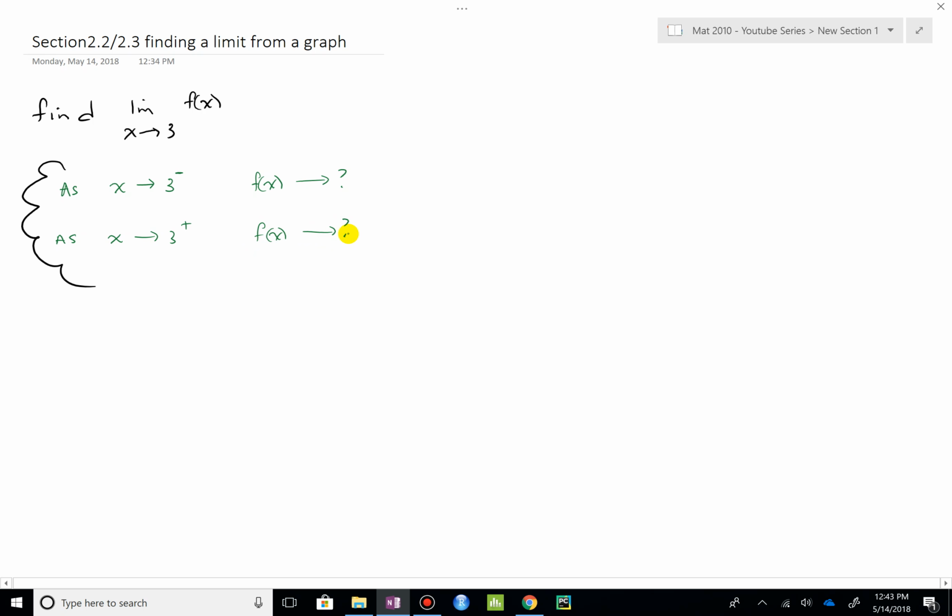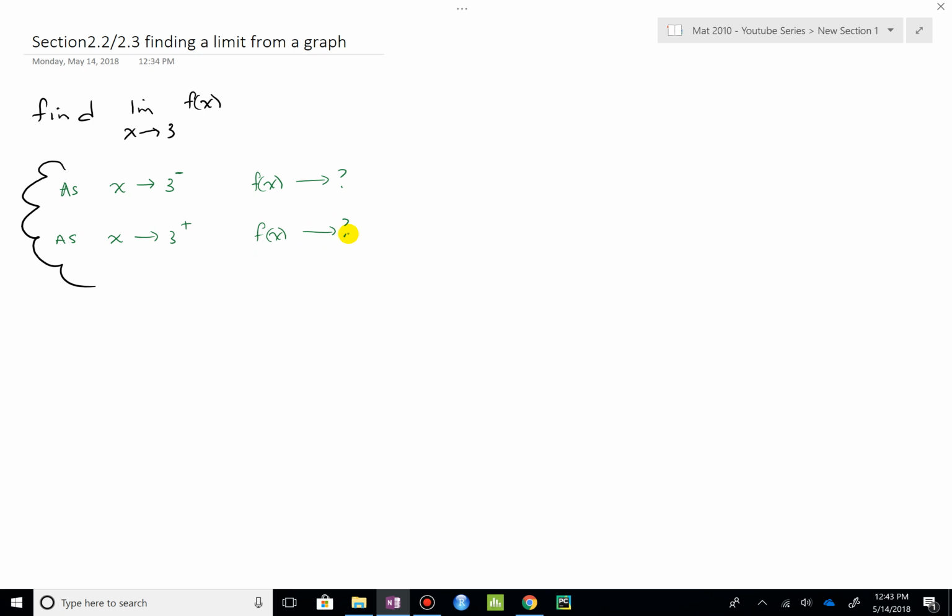This is a very, very big thing. If you can get your head wrapped around the idea that we're not trying to plug in 3, but just figure out what happens at 3 by looking at what the values are going towards. I know it's not an exact science, but we will get there. What we're trying to elaborate is this idea of common sense.